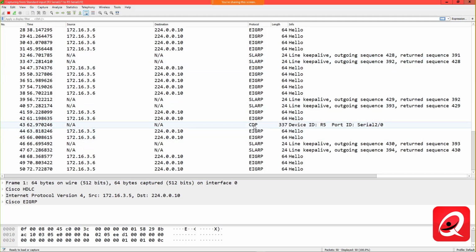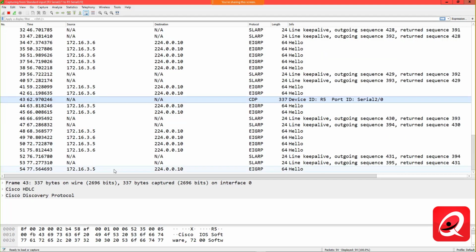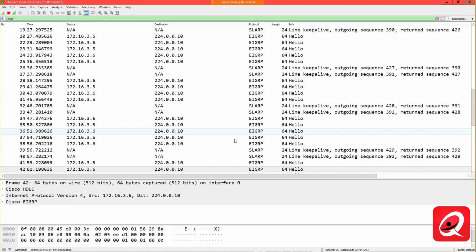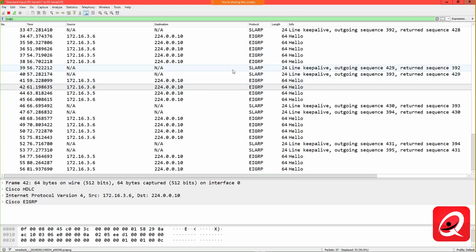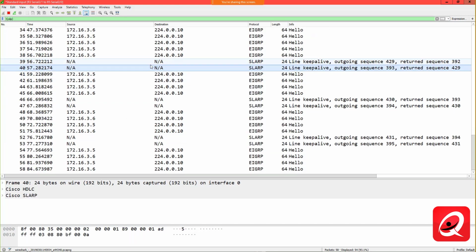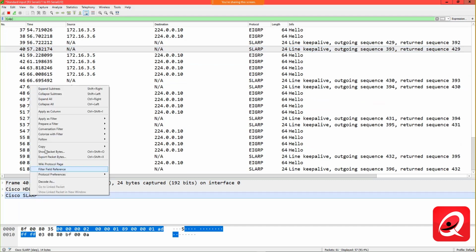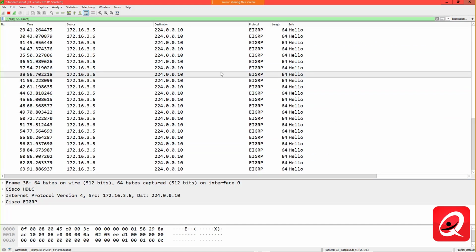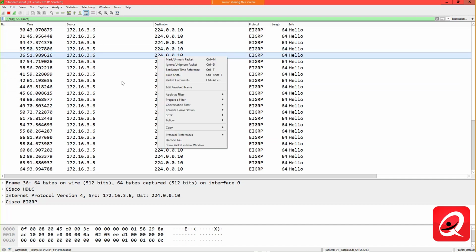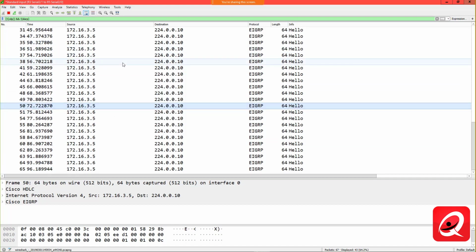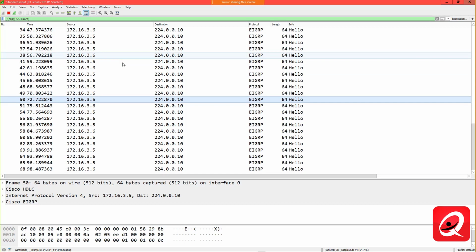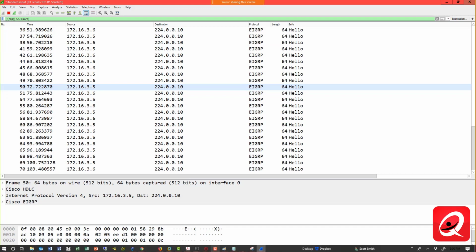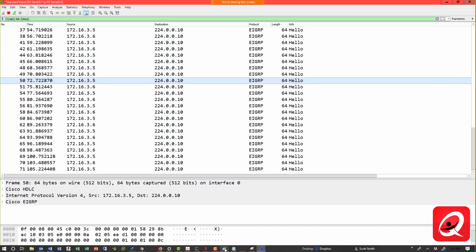We can filter out some of this stuff, because we don't really need the hello packets. We don't need the SLARPs. And we could probably filter out the hellos even. Let's leave those in there. Because I remember I did this last time and Wireshark broke. I wasn't seeing any of the EIGRP stuff. So let's go ahead and go through the same process.